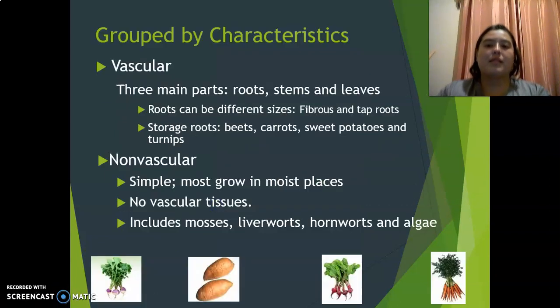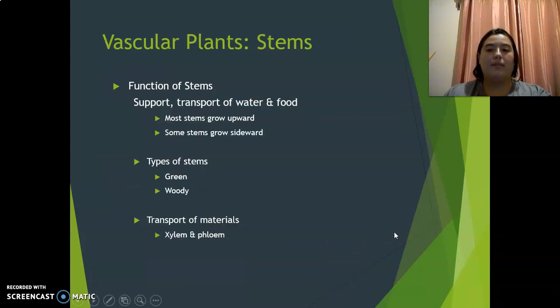Grouped by characteristic, we have vascular and non-vascular. The vascular plants have three main parts: roots, stems, and leaves. And roots can be different sizes, okay? They can be fibrous and tuberous. And roots can be beets, carrots, sweet potatoes, and turnips. And non-vascular plants are simple, must grow in most places, have no vascular tissues, and include mosses, liverworts, hornworts, and algae, okay? And vascular plants like stems.